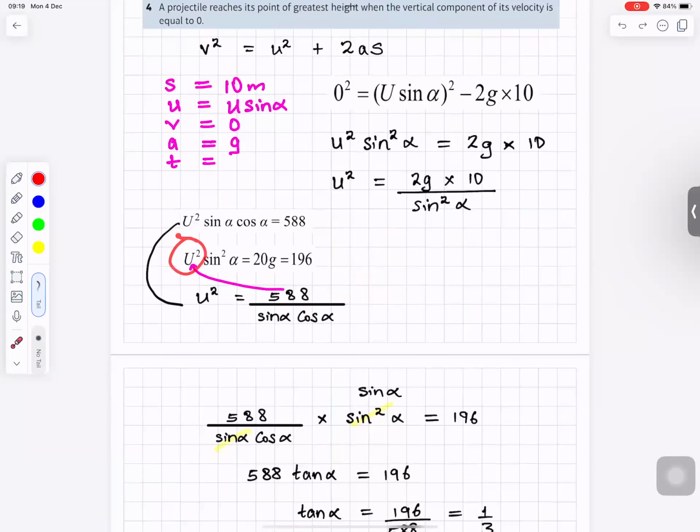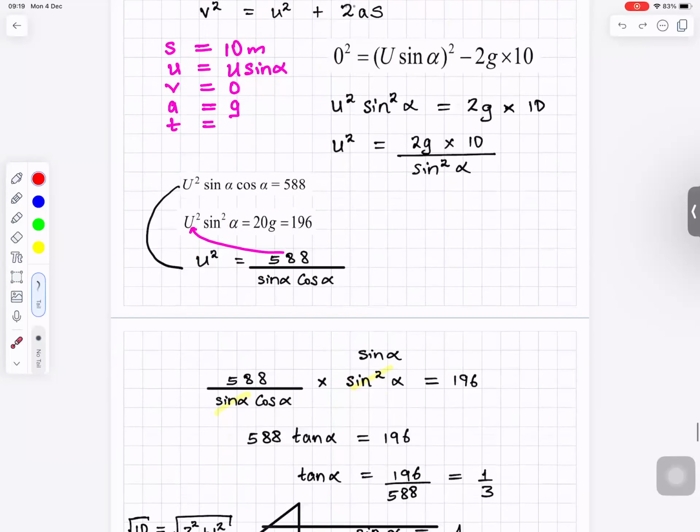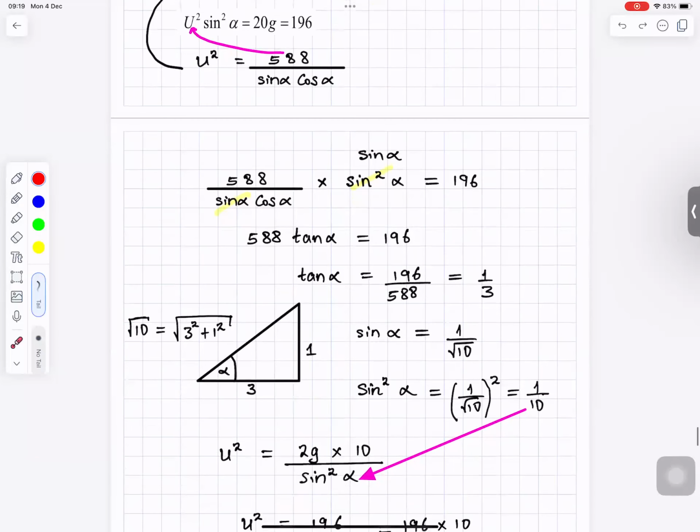So u squared times the sine squared alpha is equals to 196. Watch this carefully. U squared times sine squared alpha is equals to 196. And sine alpha will cancel one of the sine alpha. So you go sine alpha divided by cos alpha, it gives you tan alpha. So 588 tan alpha equals to 196. So find tan alpha, it gives you 1/3.